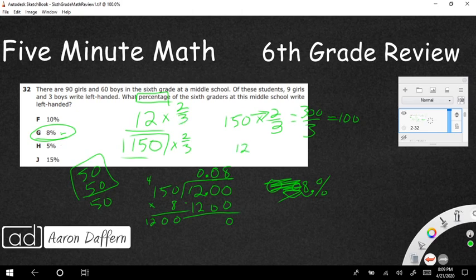So 12 times 2/3, well, just make this 12 over 1, multiply straight across, you get 24 divided by 3, and guess what 24 divided by 3 is? 8. 8%. So our answer is going to be G.